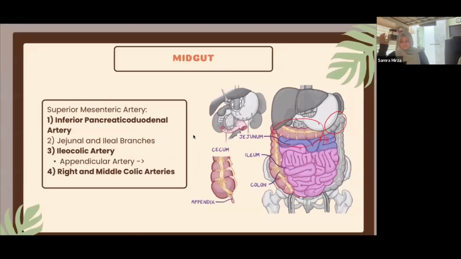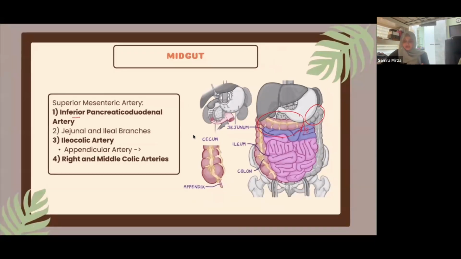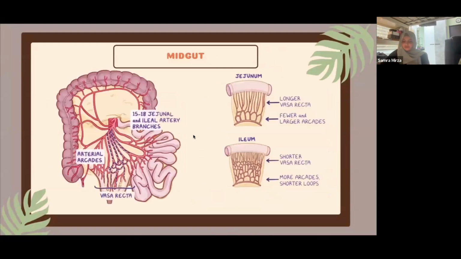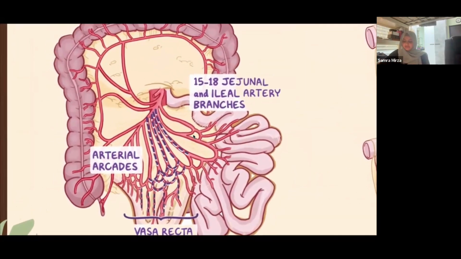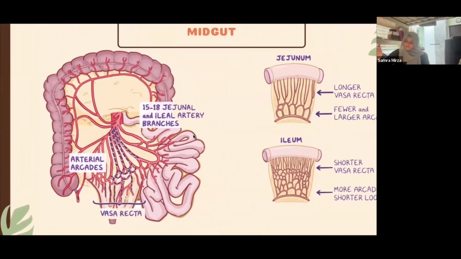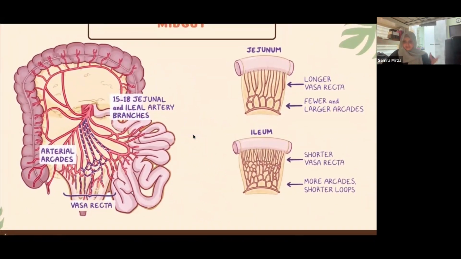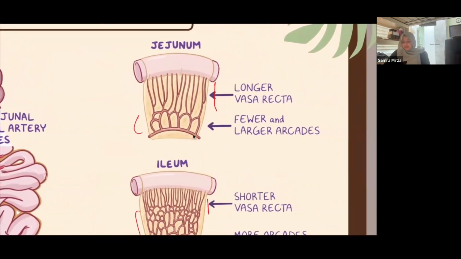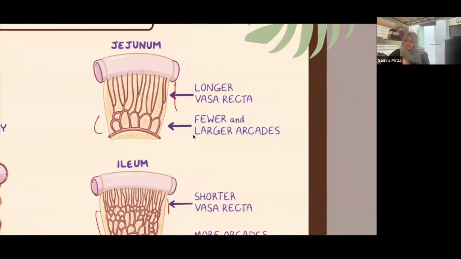So again, we mentioned we had the superior pancreaticoduodenal artery. Now we have the inferior one. Then we also have jejunal and ileal branches because it's supplying the jejunum and the ileum, so we can immediately tell that there's going to be jejunal and ileal branches. Now this is what gives rise to the arcades and the vasa recta, and this is an important thing to note. Vasa means vessels, recta means something that's straight. So this is our straight part, the vasa recta, and the arcades are arc-shaped, right? For the jejunum, the arcades are fewer and larger, and the vasa recta are long.